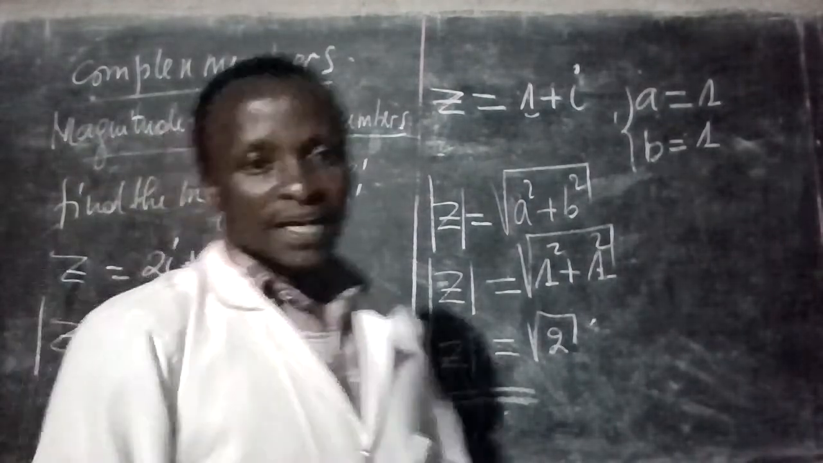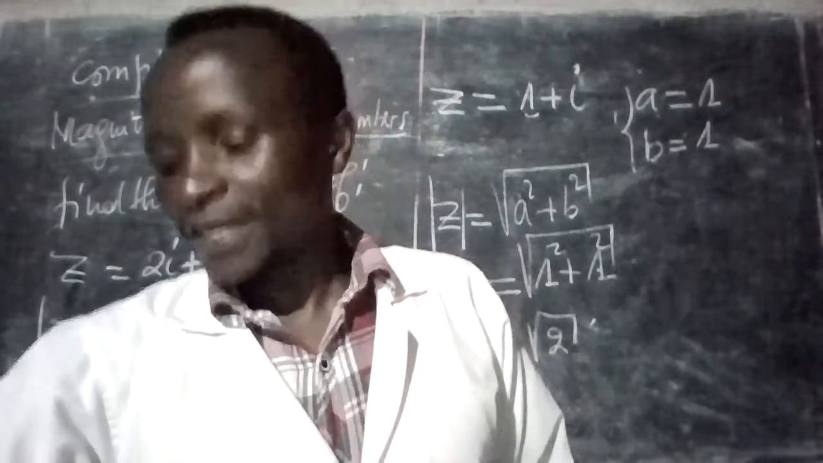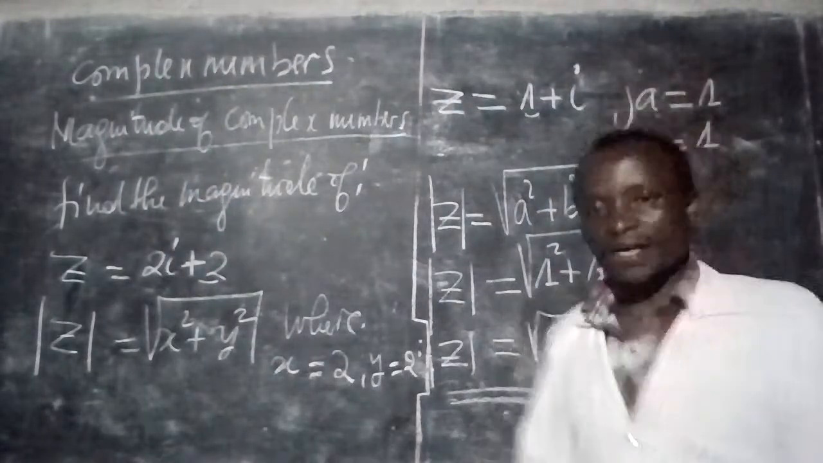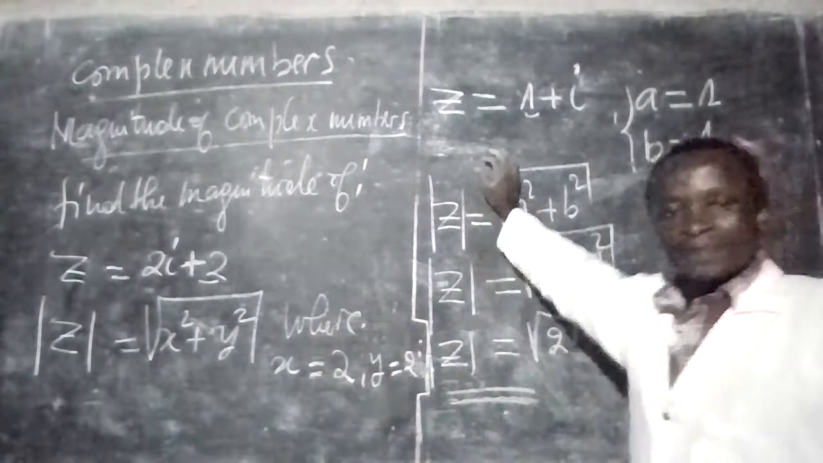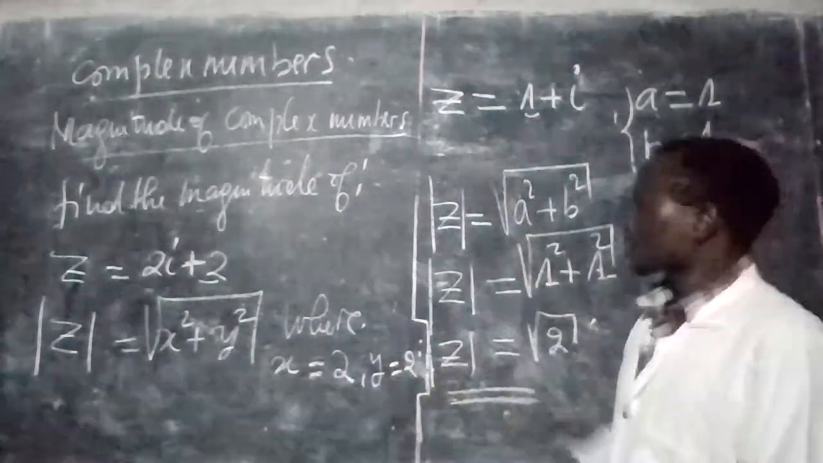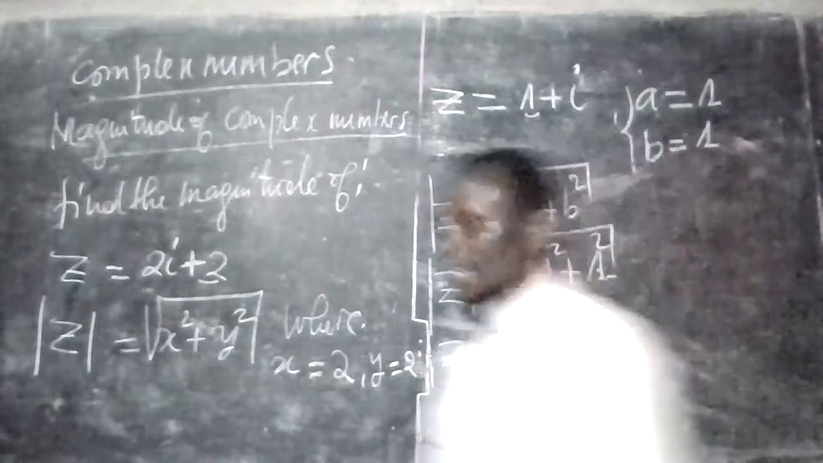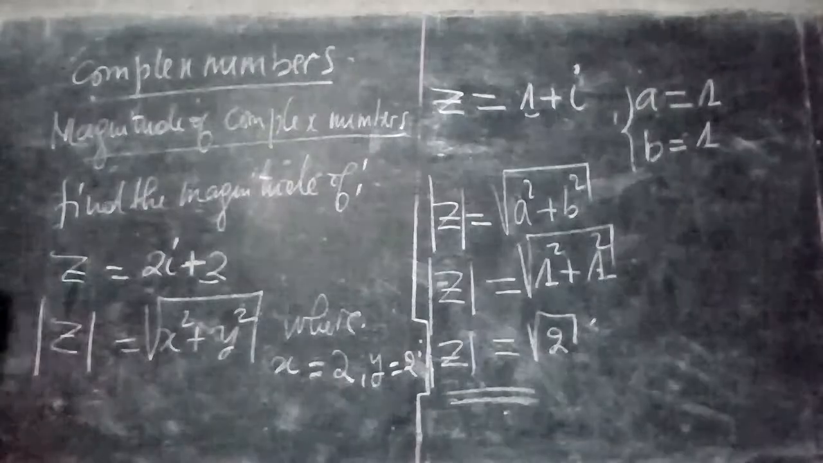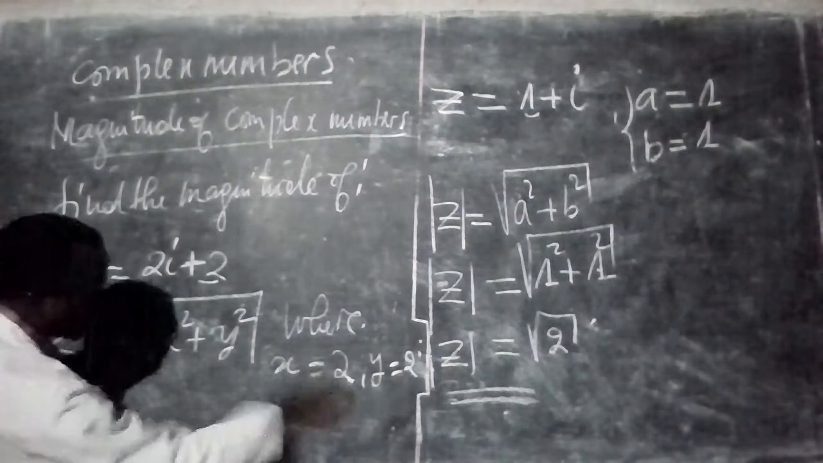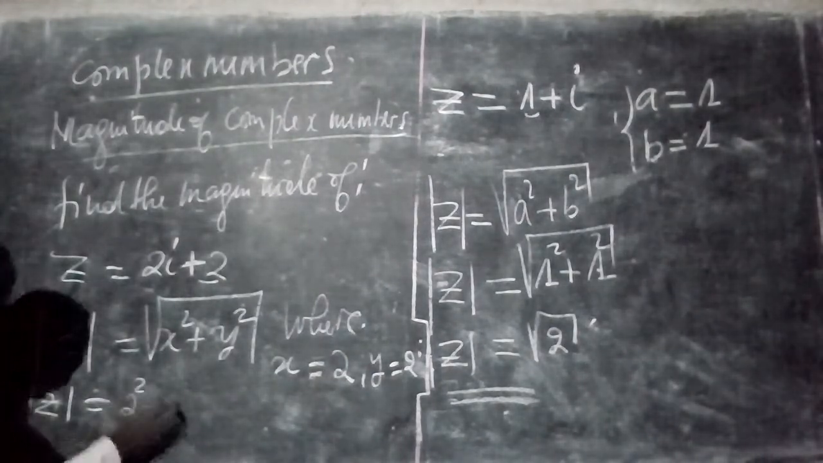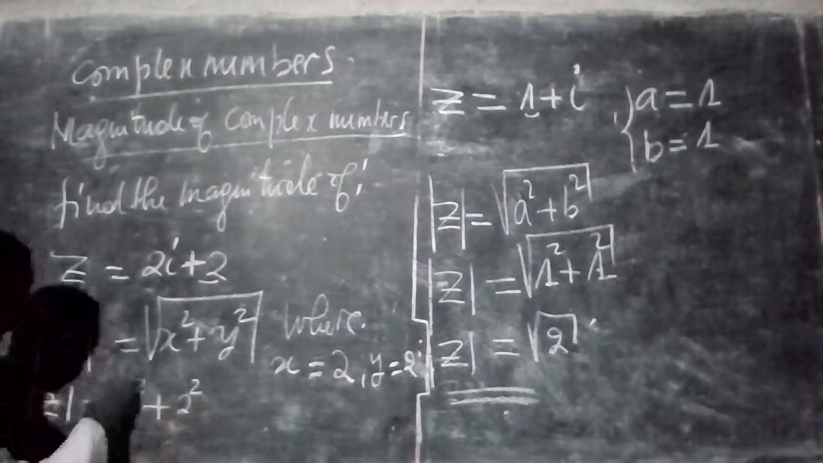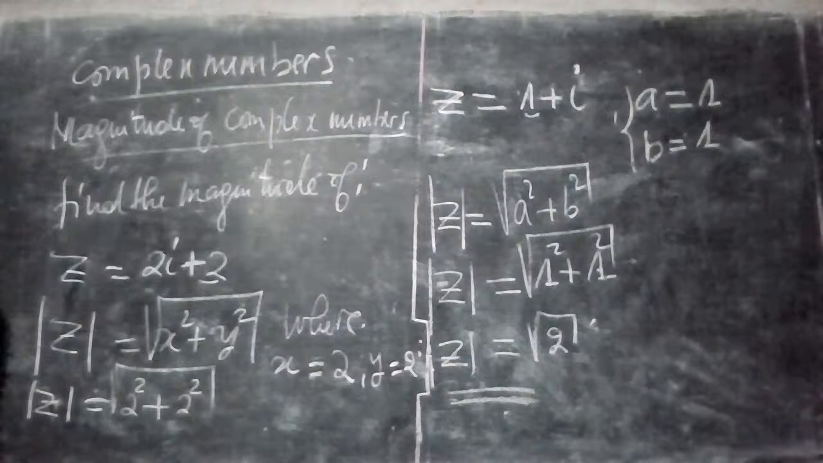I need your support, please. How should we find the magnitude of this complex number? Together here. Yes? Now let's do it. Our magnitude will be, with x as 2, 2 squared plus this 2 squared, all under the square root.